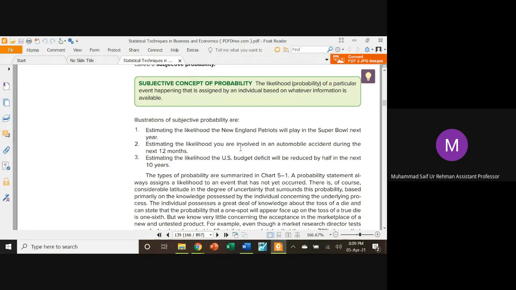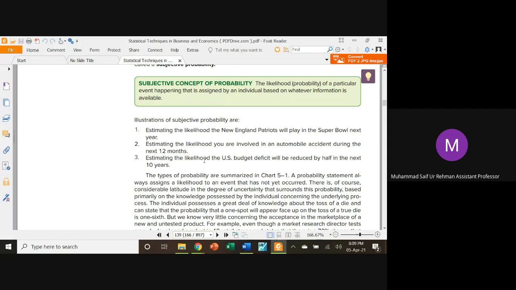Estimating the likelihood you are involved in an automobile accident during the next 12 months. So let's say, being an expert driver, you never faced an accident because you know how to drive. So somebody may say no, there are 0% chances, or somebody else may say that no, there are 10% chances.